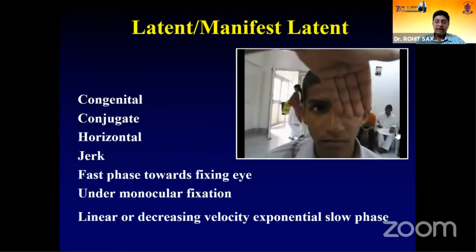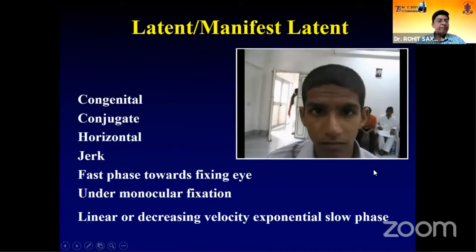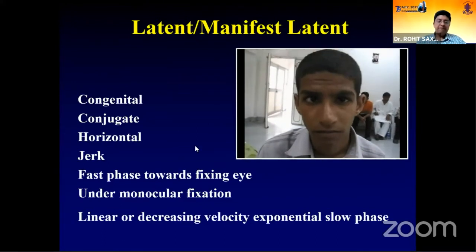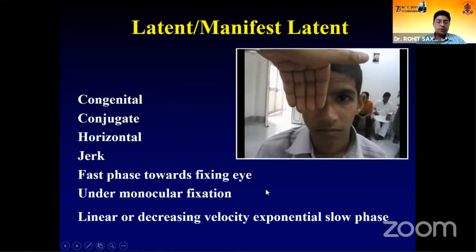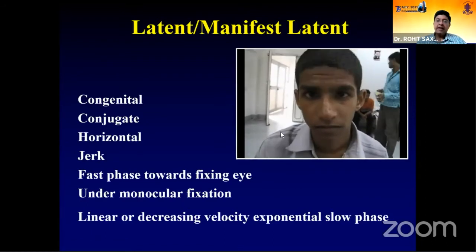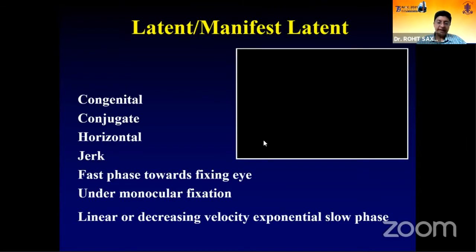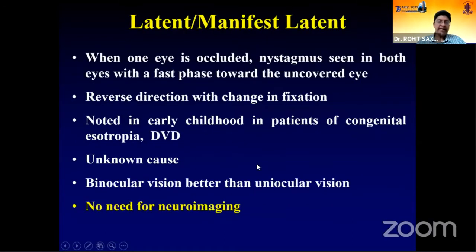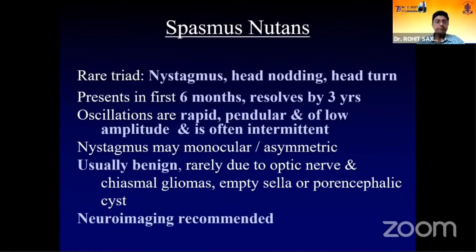Latent manifest, on the other hand, is congenital or infantile, and has a jerk with a fast phase towards the fixing eye. So that is a key thing in them. When you cover one eye, you can see the fixing eye, and the direction of beat is towards the fixing eye. And that is very, very important to differentiate them from infantile nystagmus syndrome. The key importance of identifying a fusion maldevelopment is that there is no need for imaging in these, because it is a fusional maldevelopment that is responsible for the nystagmus.